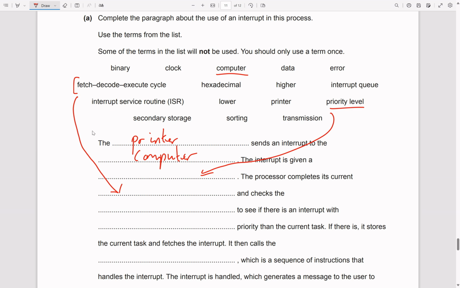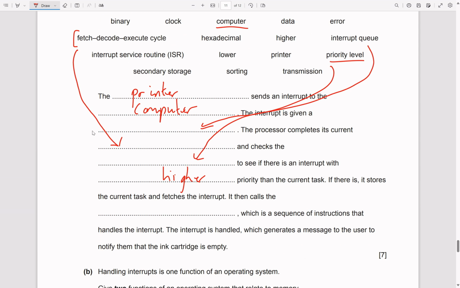Where do they have that? Okay, alright, so I guess we're not really checking the interrupt priority, right? We're checking the interrupt queue. We're checking the interrupt queue to see if there's an interrupt with a higher priority than the current task.